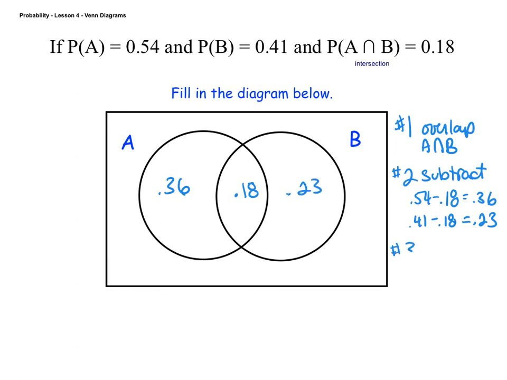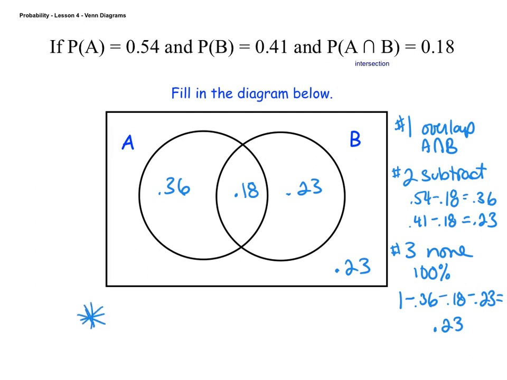And then we have to figure out the none. This should add to 100%. So 1 minus 0.36 minus 0.18 minus 0.23 equals 0.23. Four numbers that should add to 1 or 100%.